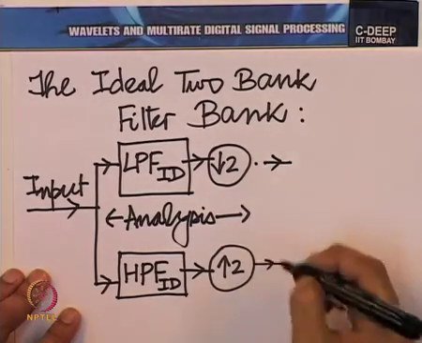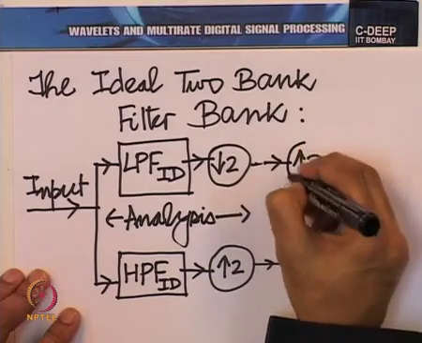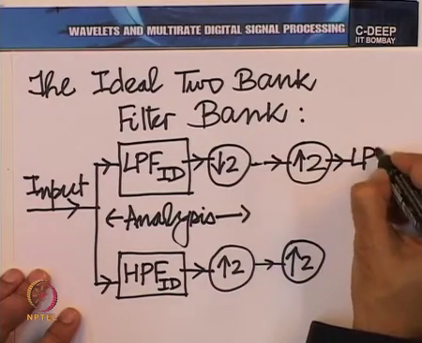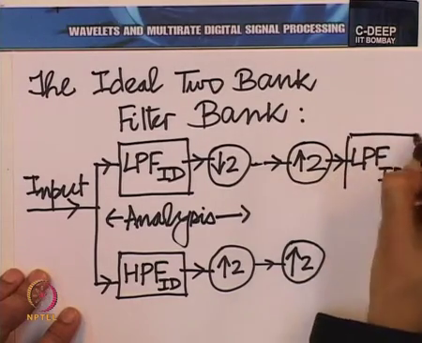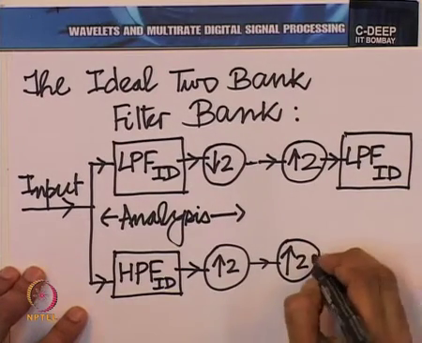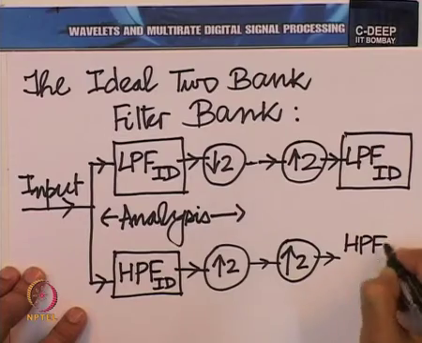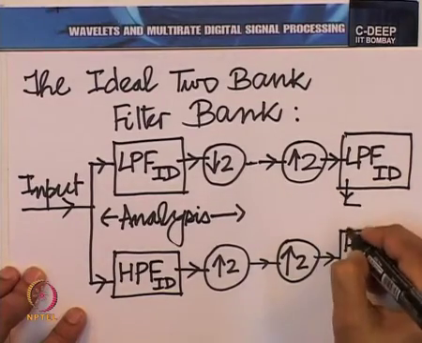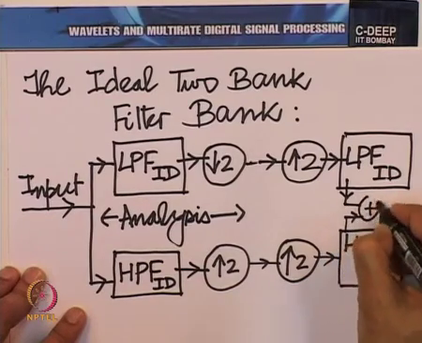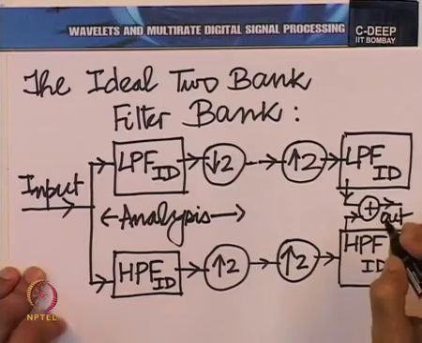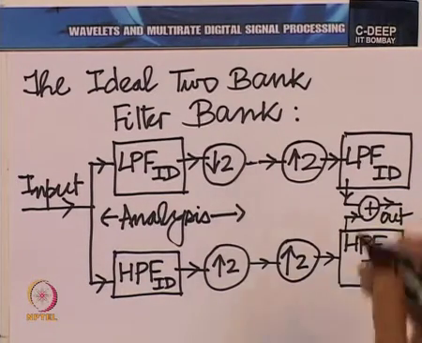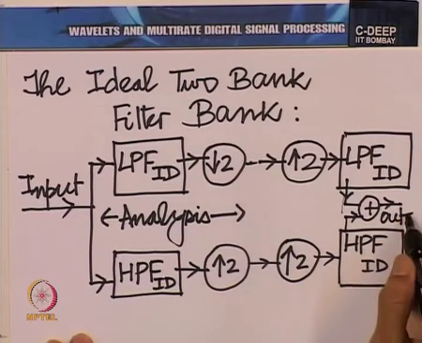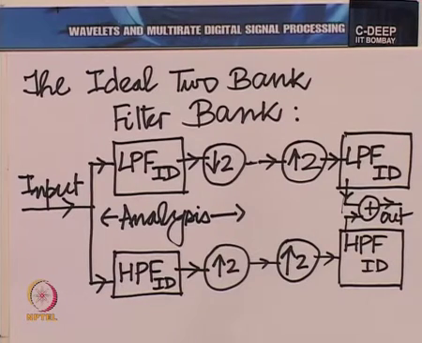followed by upsampled by 2, again low pass filter ideal here, high pass filter ideal here. And the outputs from this are to be added to produce the overall output. So, here I have just marked the outputs to fit into the drawing. The output from this and the output from this are added together and produce the overall output. This is the ideal 2-band filter bank.